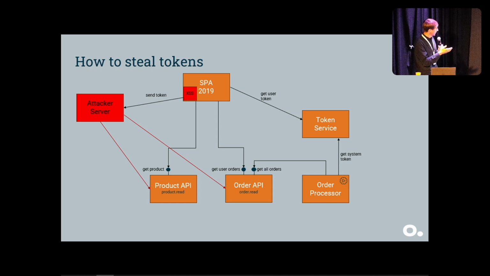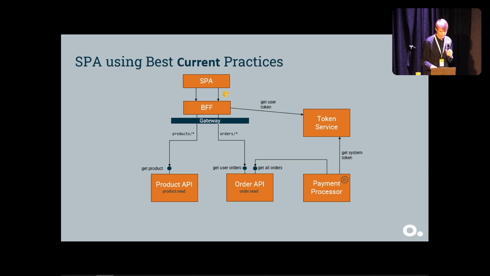So how can we fix this or make it harder at least? Of course, we refactor to the best current practice of today. And this means introducing the backend for front-end pattern. And then it looks like this. And we have introduced this backend, which is a dedicated API for the front-end application. And it holds the session, and it will also hold the access tokens.